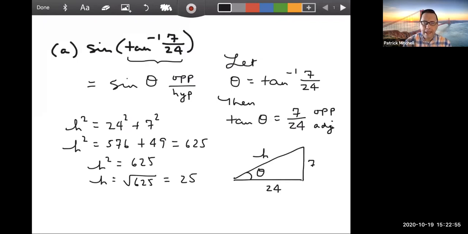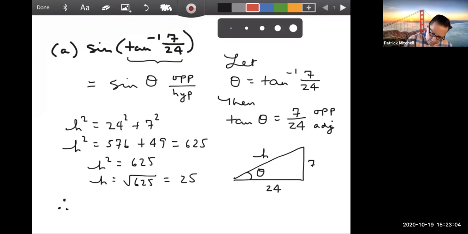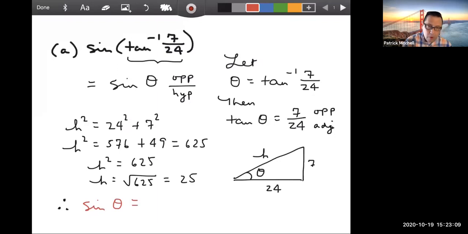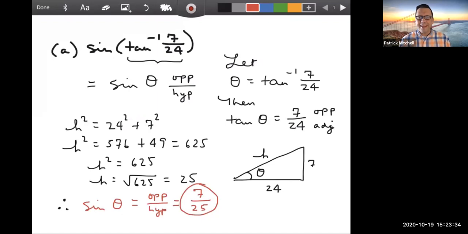So now we have what we need. Therefore, the sine of theta, which is what we're trying to find, is the opposite over the hypotenuse. The opposite is 7, and the hypotenuse is 25. So believe it or not, the exact value of the sine of the inverse tangent of 7/24 is 7/25. That's how you do that.